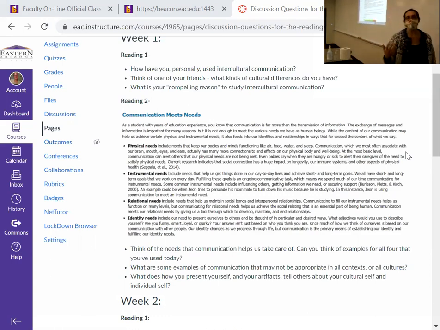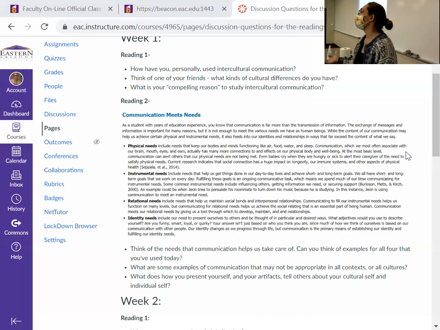Our instrumental needs are our day-to-day needs. So if we want to influence others, try to convince them to go do something with us, get information. So maybe your roommate's playing their TV too loud and you want to get them to turn it down so you can go to bed. Or maybe you want to go and get coffee with them. Then you would communicate to meet that instrumental need, your day-to-day needs.